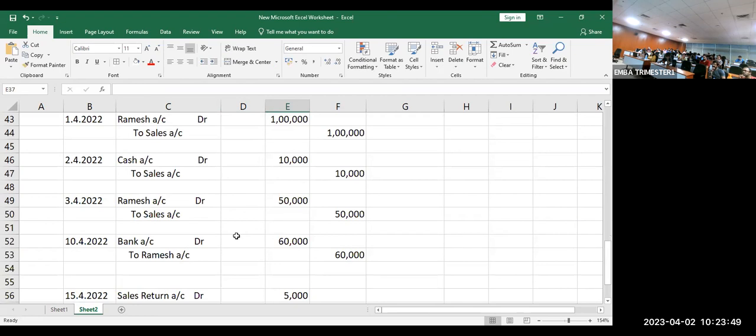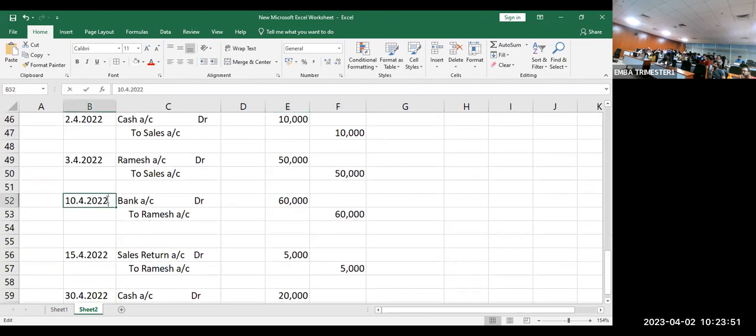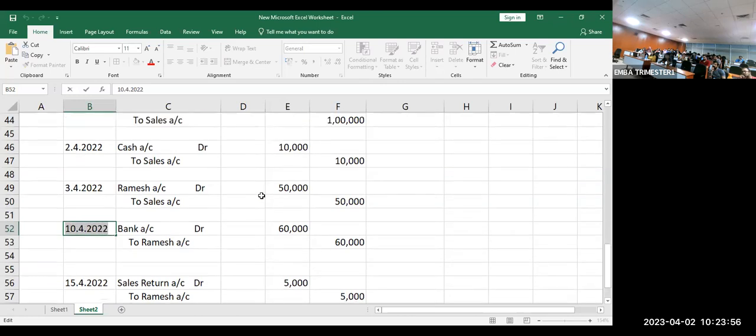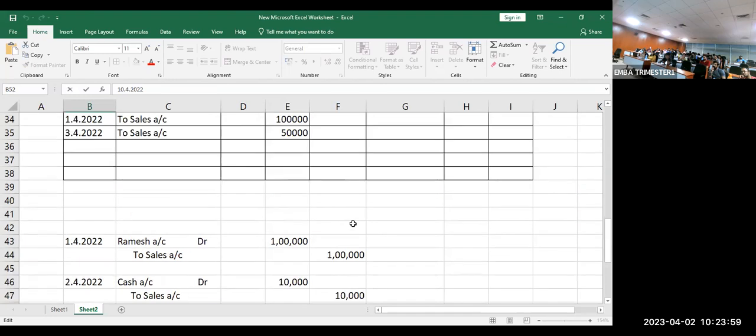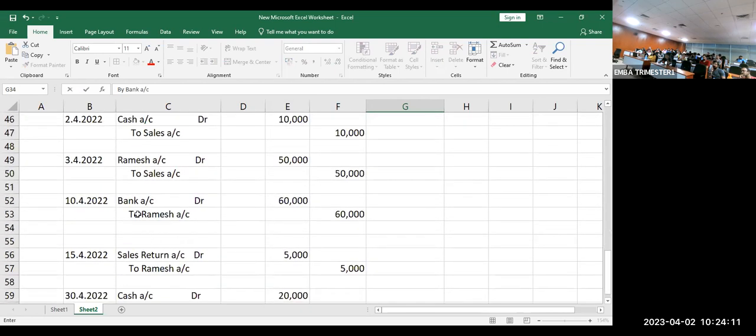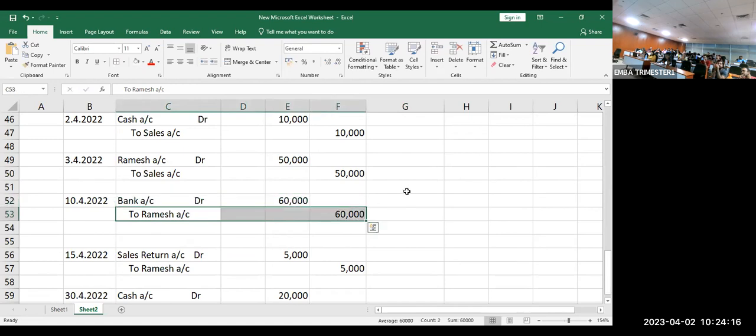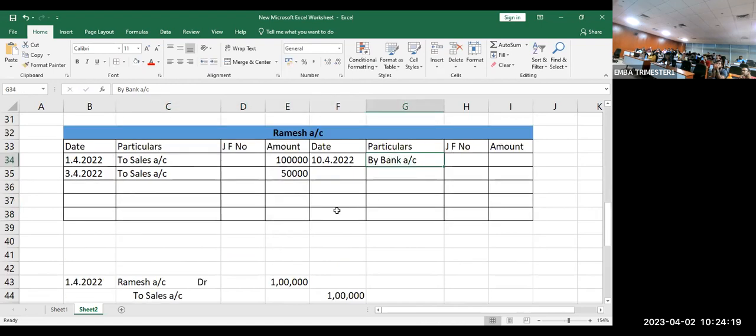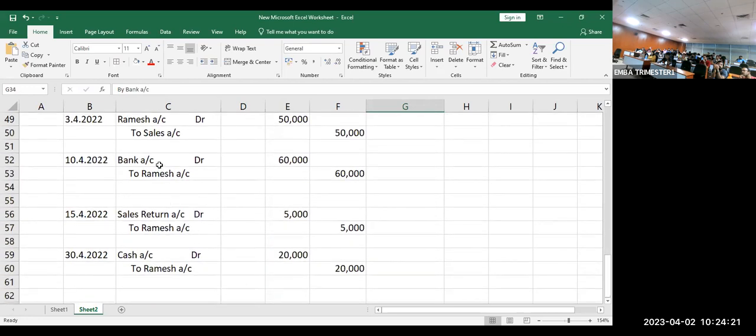Okay. Next date. What is the next one? Next date is 10/4/2022. Listen. Okay, what is happening? Ramesh is on the credit side. So I'm going to the credit side of Ramesh account. I'm writing the date, by bank account. See, bank is there, no. I'm writing what is there on the debit side of Ramesh here. Bank is there, 60,000 rupees.